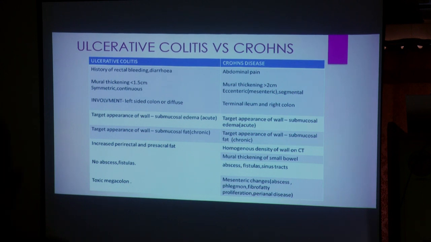These are differentiating points between ulcerative colitis and Crohn's. The important aspect is that ulcerative colitis usually has contiguous and symmetrical involvement of the wall. While in Crohn's, skip lesions are common, with asymmetric wall involvement, and most of the time the mesenteric wall is involved. Abscess, fistula and sinus tract never occur in a case of ulcerative colitis. So whenever all these things have happened, it is always diagnostic of Crohn's disease.